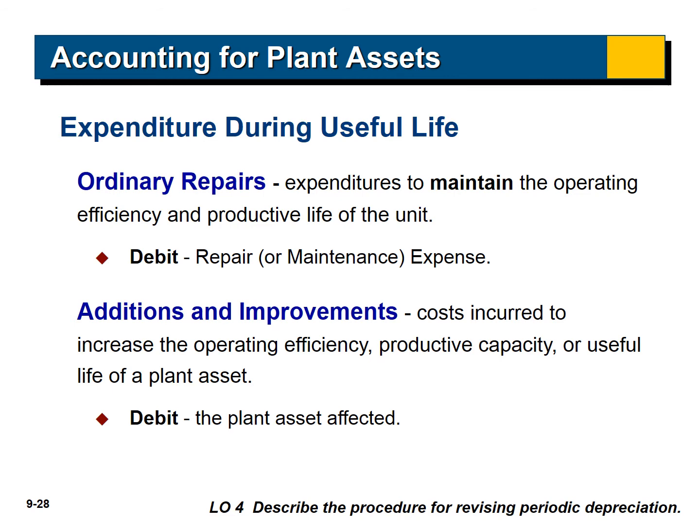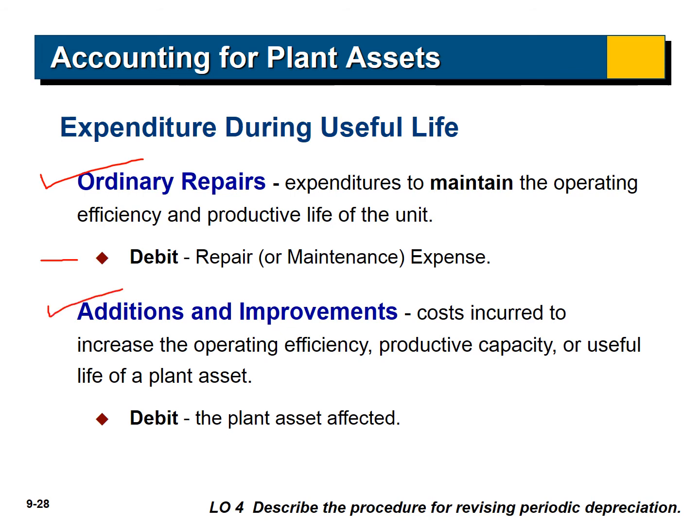Well, we set them into two categories. They are either what we call ordinary repairs, which are expenditures to maintain the operating efficiency and productive life of the unit. There we debit repairs or maintenance expense. That is like an oil change. That's just maintaining the way it's supposed to be.